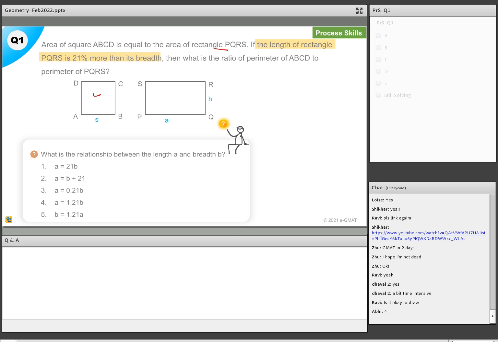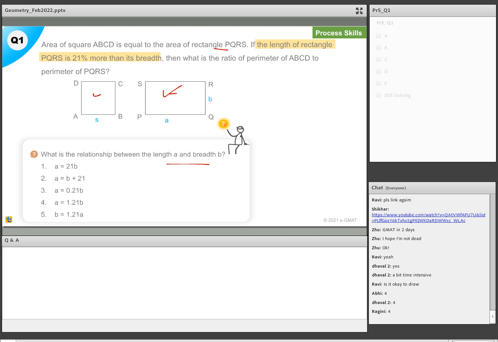Okay, but essentially this picture has to start forming. Area of the square ABCD, in other words, a squared, is equal to the area of the rectangle. What is the area of the rectangle? We also know that it is A into B, right? So we know that these two areas are equal. Great, fantastic. Now, we are also given the length of the rectangle is 21% more than its breadth.